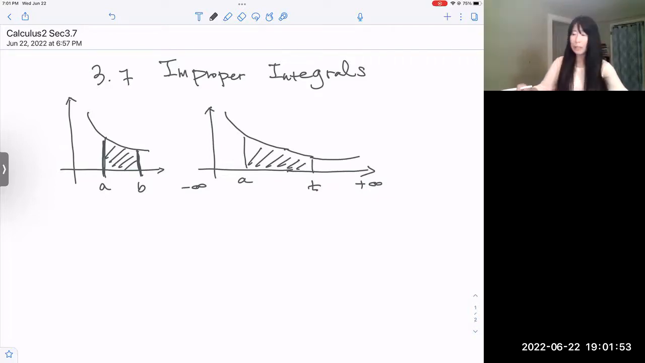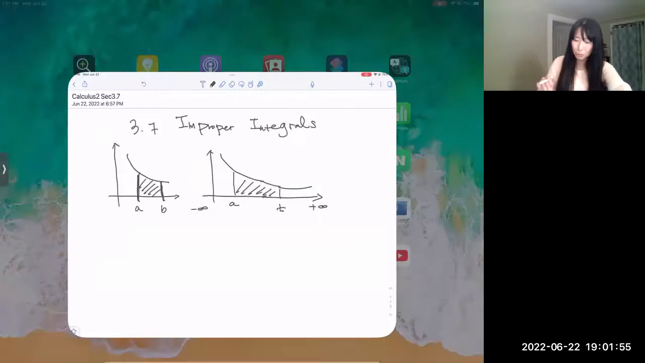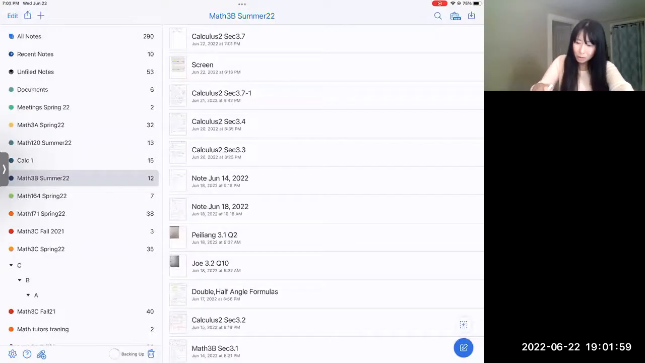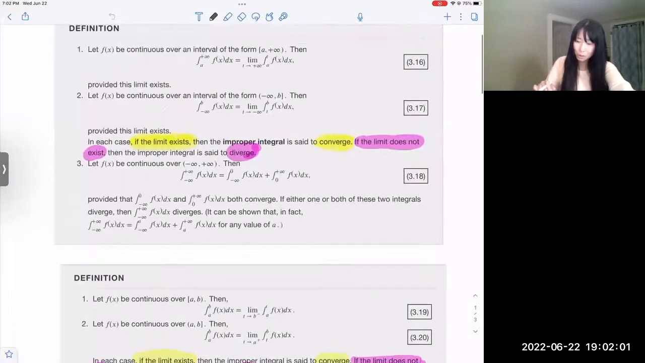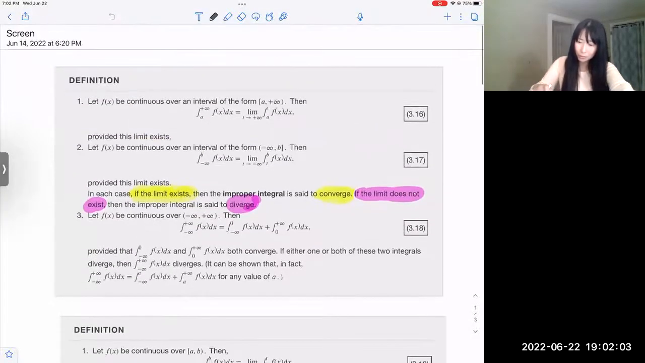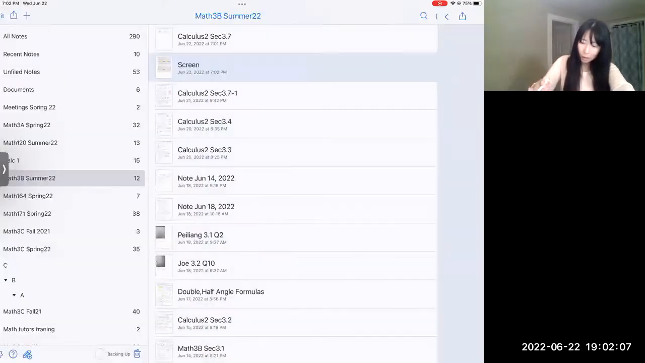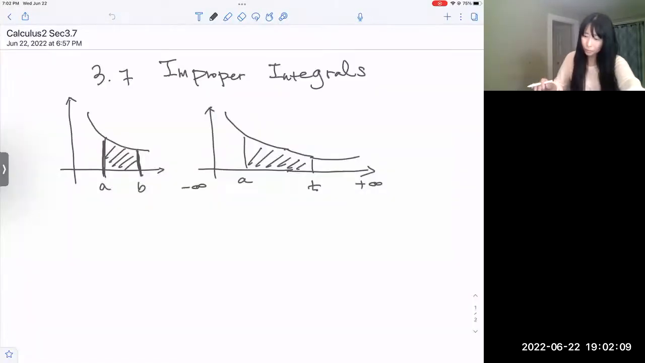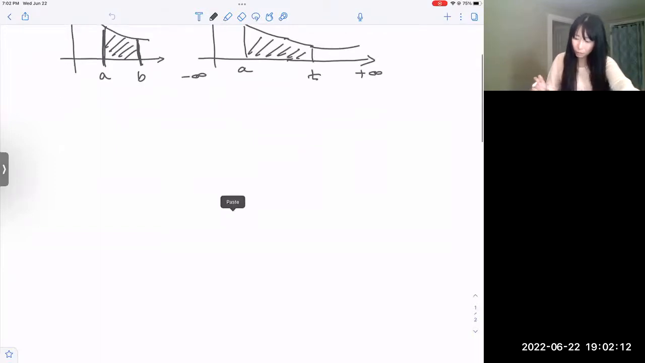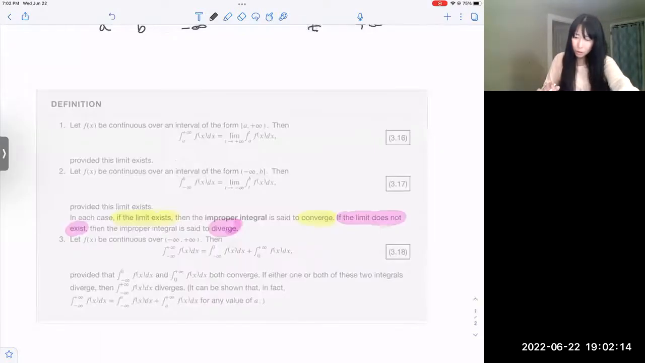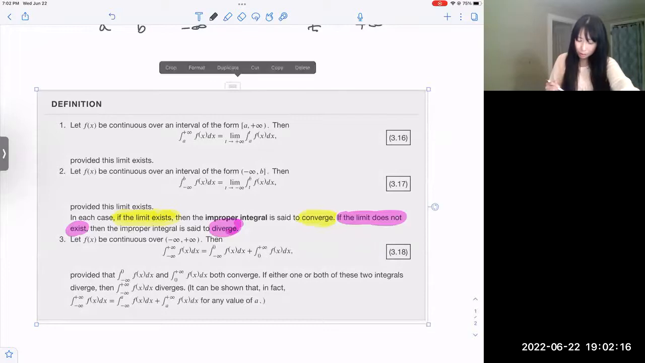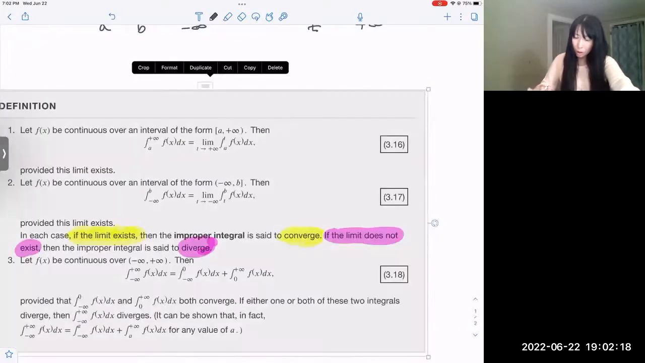Definition, let me write down the definition, but I want to bring the definition from my screenshot so that I can save time. So this is the definition. All right, so we have a definition. Let me make it bigger.